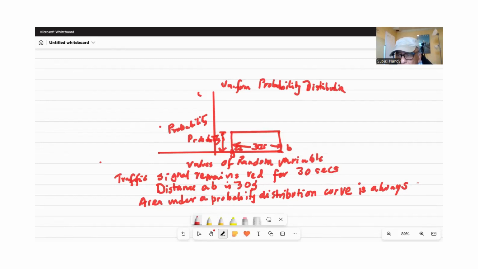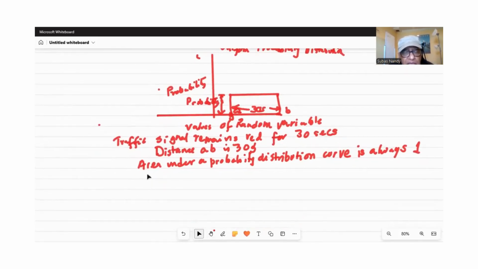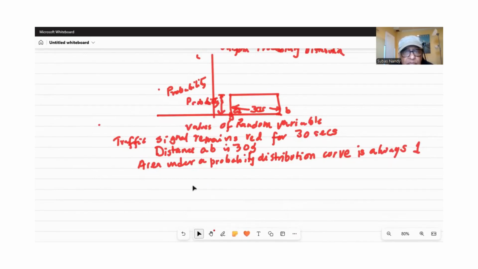Always 1, because the sum of the probabilities is 100%. So let's think about this rectangle, but let me change the color to make it contrasting. So let's use this color.